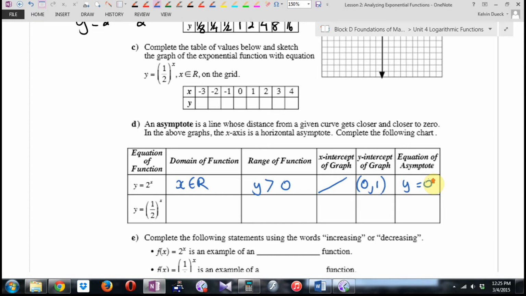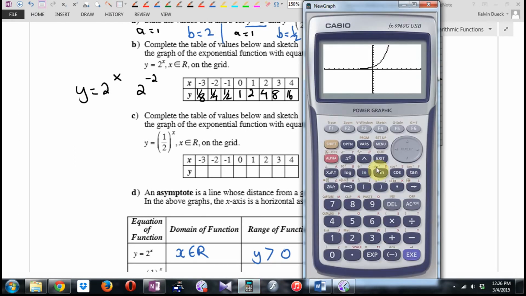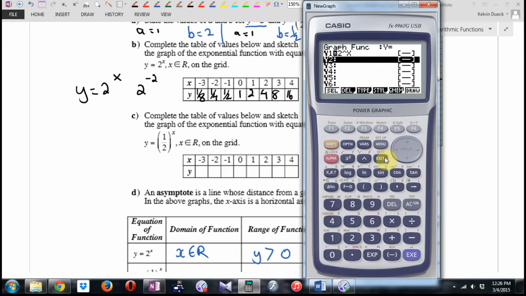Okay. Let's try y equals 1/2 to the x. Okay, so let's go to our graphing calculator. How do I get back to the graph menu? How would I exit this screen, for example? There you go. Go up. Delete this equation. F2, are you sure? Yes.